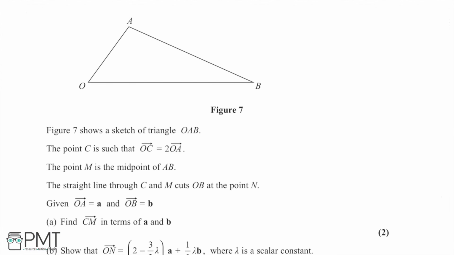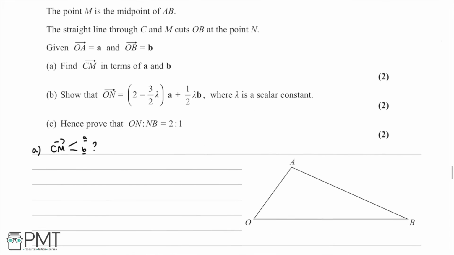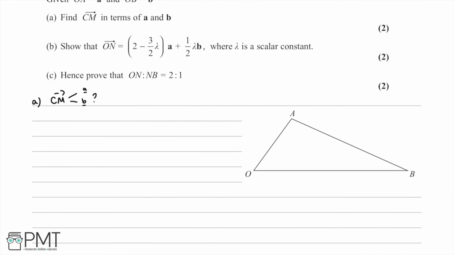So in this question, we're given figure 7, and it's a sketch of a triangle OAB. And we're then given some information here, which is about various points, and we'll come back to this in a minute as we want to copy a diagram down and annotate it to help us move forward with the question. So we first note that question A is asking us to find the vector CM in terms of A and B. So as I said, the first step here is going to be to annotate the diagram.